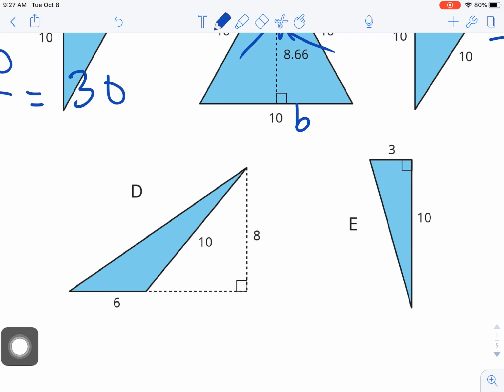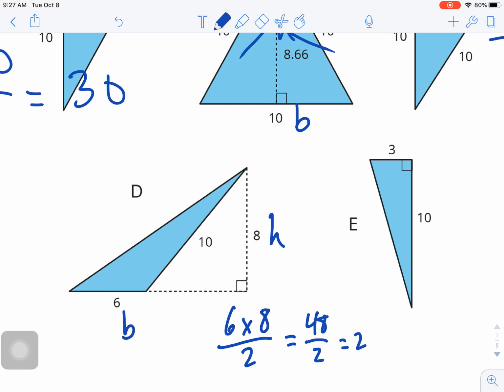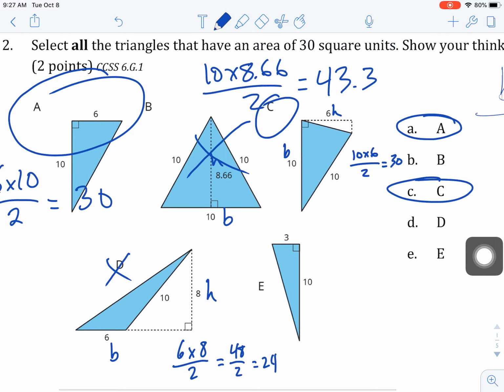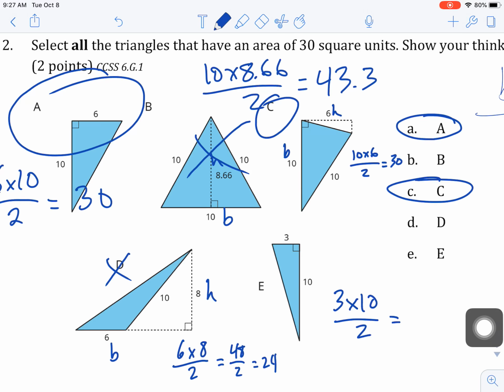All right, D, here's your base and height. So that's 6 times 8 divided by 2, which is 48 divided by 2, which is 24. So not D. And this last one, this tricked a lot of people. Here's your base and height. So 3 by 10 divided by 2 is 15, not 30. So only two answers there, A and C.